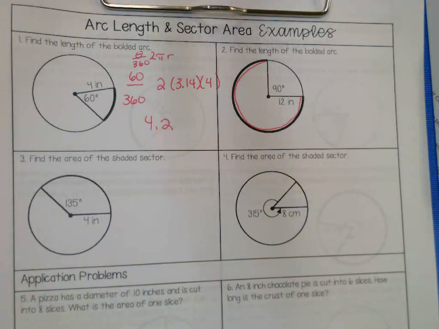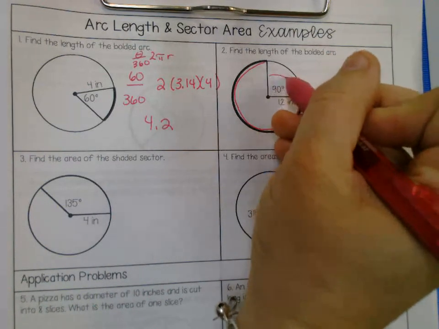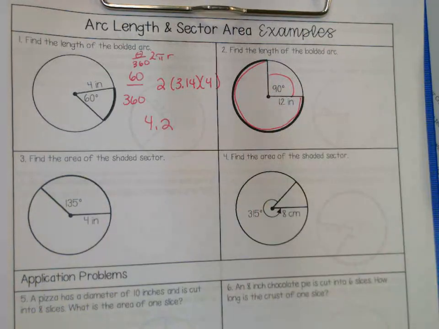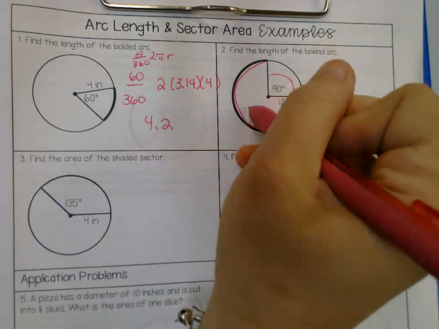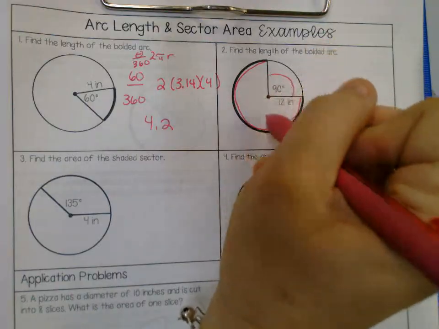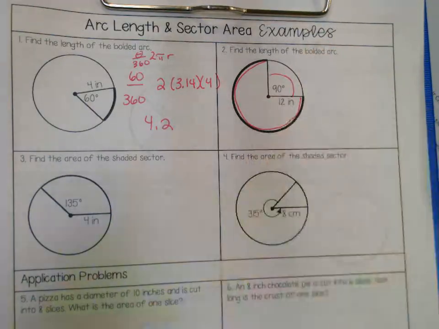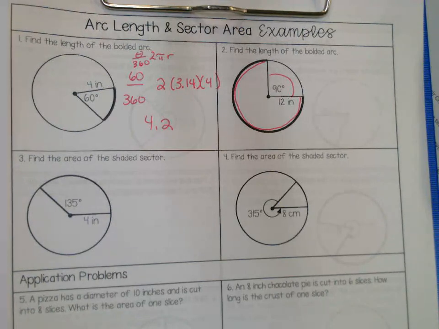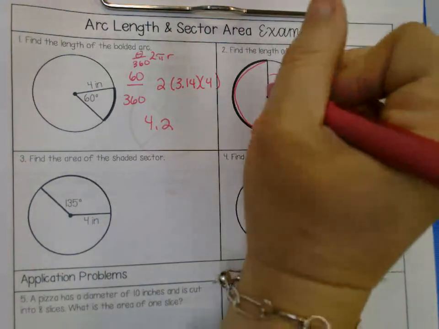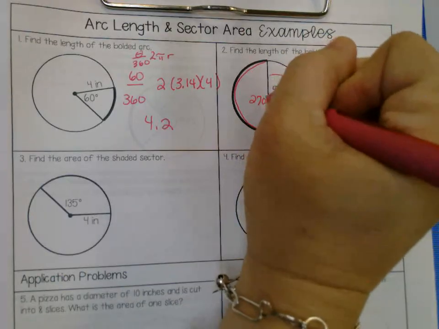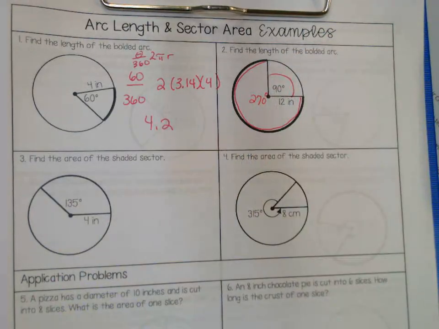Okay, that's the arc that I'm looking at here. Now, they tell me that this is 90 degrees. So if this is 90 degrees, how many degrees would this arc be right here? How would I find that? Yeah, it would be 270. You do 360 minus 90. That tells me that this arc measure here is the 270, which is what you're going to use in your formula.